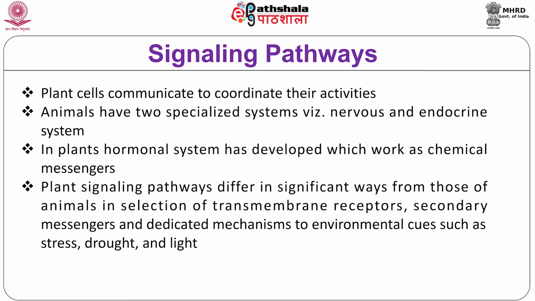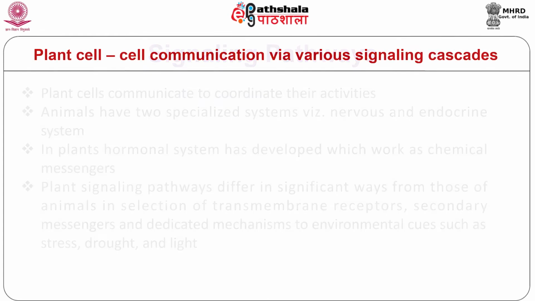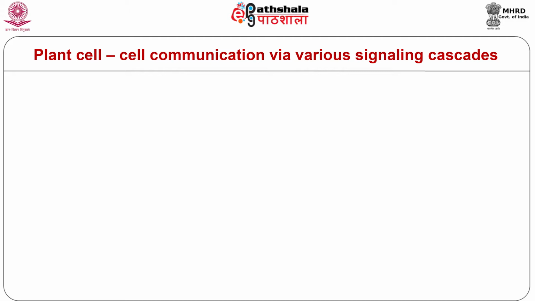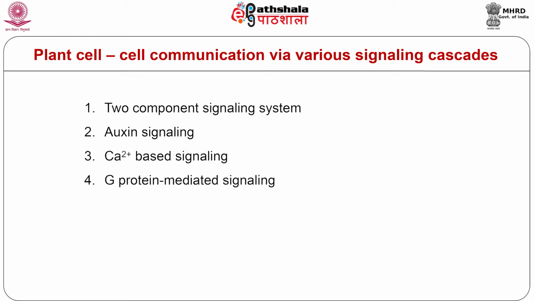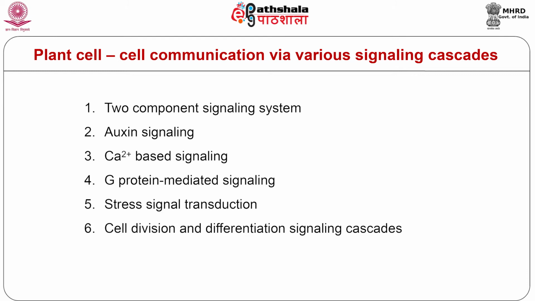Auxin is central in this respect, as it regulates patterning of cell differentiation, cell division and cell expansion. Plant cell to cell communication occurs via various signaling cascades. In that, first, two component signaling system, second, auxin signaling, third, calcium based signaling, G protein mediated signaling, stress signal transduction, cell division and differentiation signaling cascade, and last, abscisic acid based stomatal signaling. Next slide.